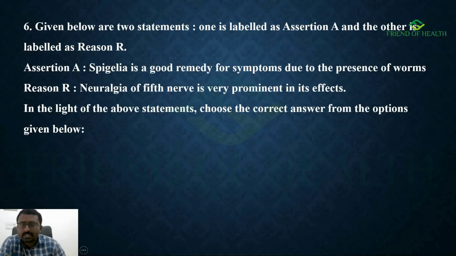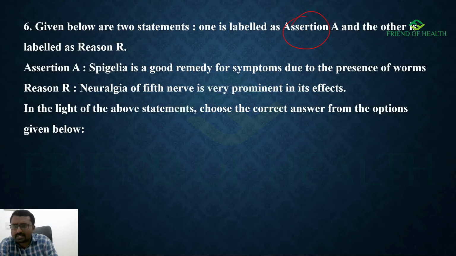Okay. Next is, given below are two statements. One is labeled as assertion, another is reason. Spigelia is a good remedy for symptoms due to the presence of worms. So worms, we know the name of Spigelia is Spigelia anthelmia, pink root, Loganiaceae. So pink root, a root-related match the following was there in 2020. Similarly, we can expect this year also.